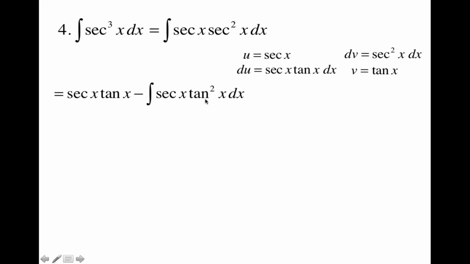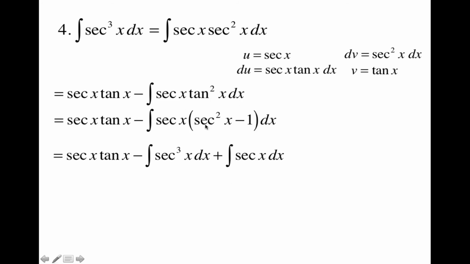Now when I go ahead and integrate this integrand, I'm going to have to now use one of my trig properties. And the one that I'm going to use is the Pythagorean identity for tangent squared, which is secant squared minus 1. Now I'm going to go ahead and distribute this secant through and split it up into two separate integrals. Now keep in mind that this negative comes along with that secant, so that's why this became a plus. And notice here that I have the integral of secant cubed x dx in what my answer should be, and that's what I'm trying to integrate.